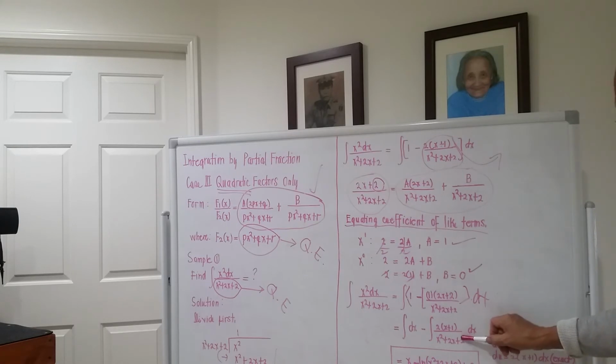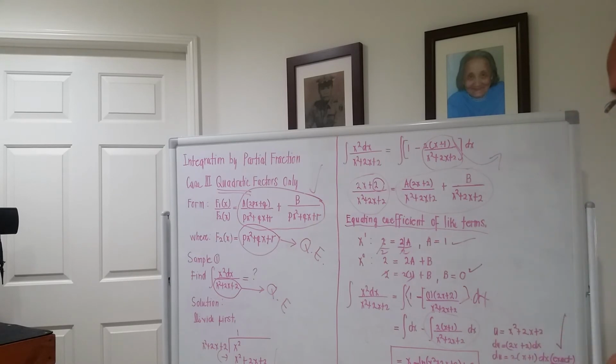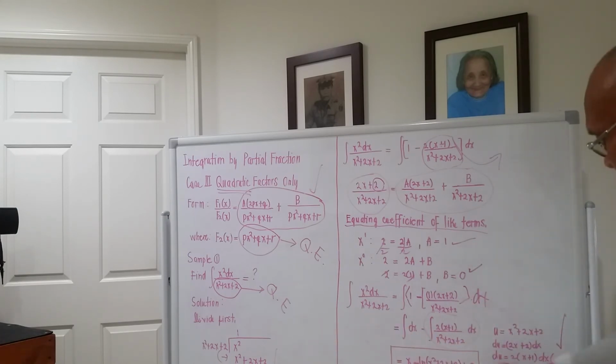Okay? This should fall under natural logarithm. The value of u is actually x squared plus 2x plus 2. du is 2x plus 2 times dx. du is 2 times the quantity x plus 1 times dx, and it is exact. Okay? So if you try to integrate this one, can you see it, guys? It will be under natural logarithm. So the final answer will be x minus the natural logarithm of x squared plus 2x plus 2 plus C.